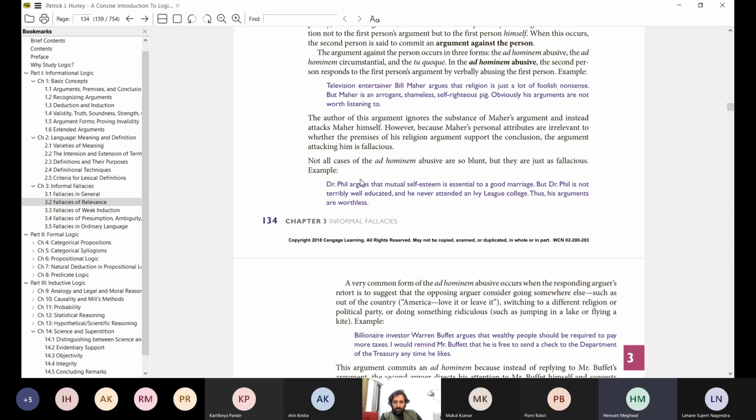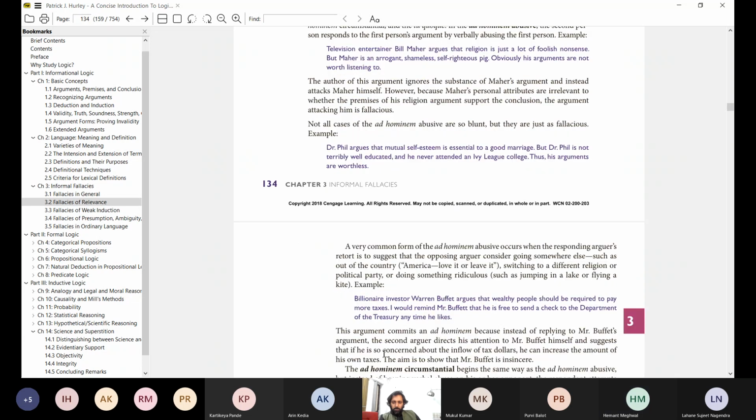Dr. Phil argues that mutual self-esteem is essential to a good marriage. But Dr. Phil is not terribly well educated and he never attended an Ivy League college, thus his arguments are worthless. Okay. Third one. Billionaire investor Warren Buffett argues that wealthy people should be required to pay more taxes. I would remind Mr. Buffett that he is free to send a check to the Department of the Treasury anytime he likes.